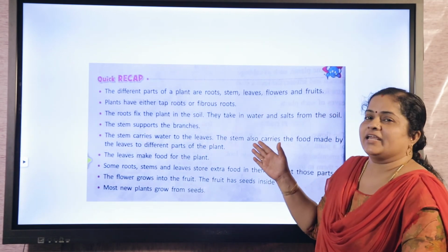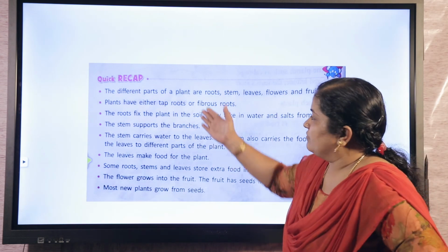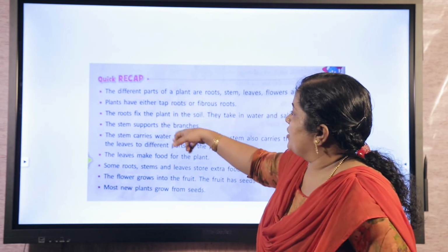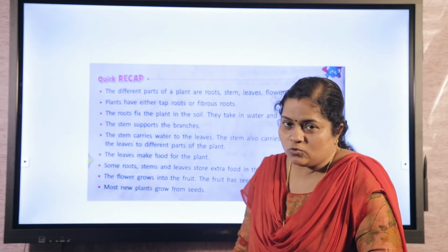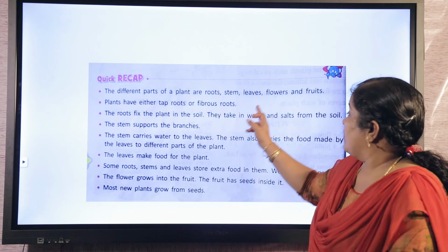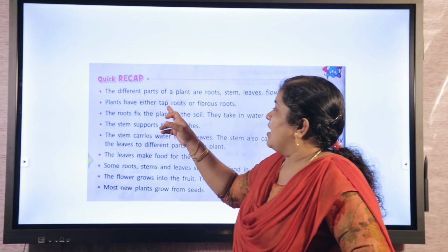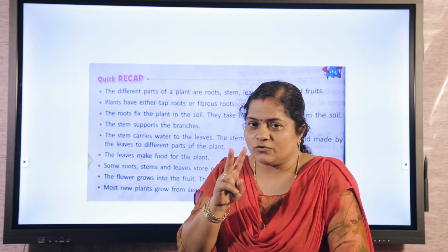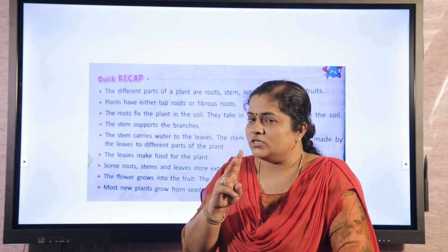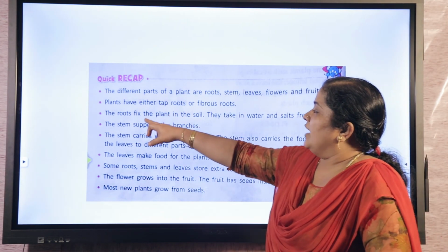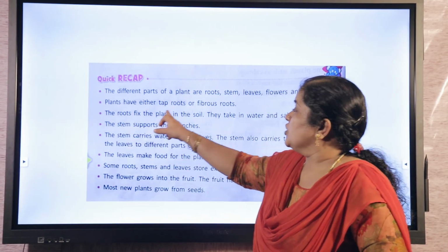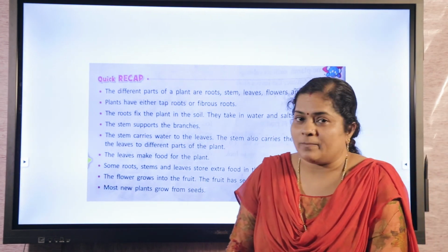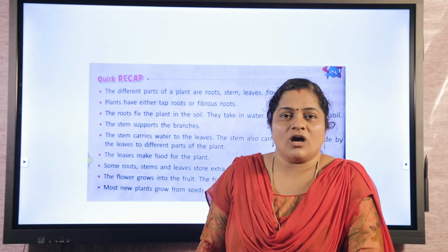See, this is the quick recap of this lesson. Very simple. We already studied everything. Just read these points. The different parts of the plants are roots, stem, leaves, flowers and fruits. Plants have either taproot or fibrous root. We already discussed that. And what are the functions of root? The root fixes the plant in the soil. They take in water and salt from the soil, and also store extra food.